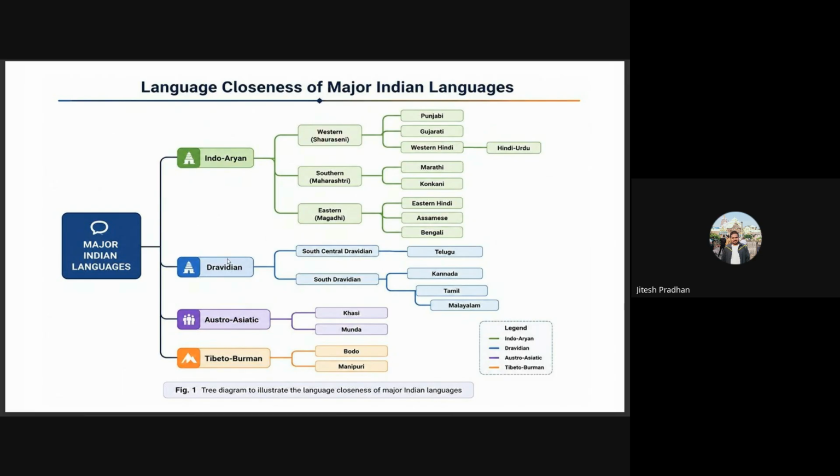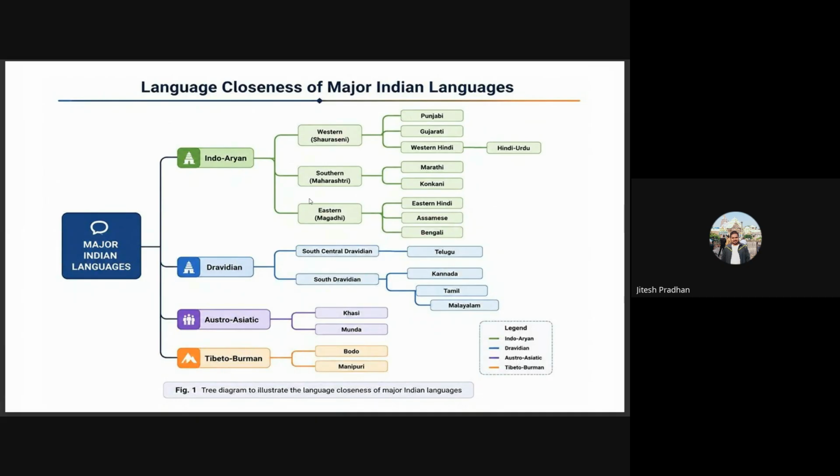At the same time, when we go to the south side, we have Dravidian languages: South Central Dravidian and South Dravidian. In South Central Dravidian, Telugu comes, and in South Dravidian, Kannada, Tamil, and Malayalam come. Then we have Austro-Asiatic, where the Khasi and Munda languages are. We have Tibeto-Burman languages, where Bodo and Manipuri are. So these are the common classification of the language hierarchy in India that we are working with.